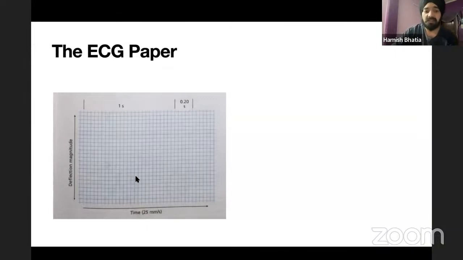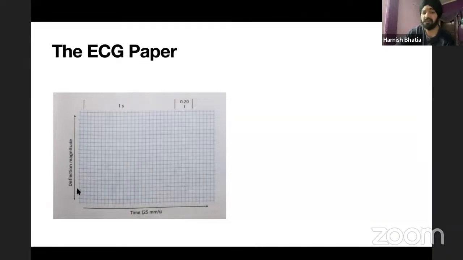Now, what's there to remember is that the horizontal axis, the x-axis, denotes time. The vertical axis, the y-axis, denotes magnitude. So whatever graphs we see here, this is going to be the time and this is going to be the deflection magnitude, whatever the amount of deflection is. The deflection magnitude is pretty simple. Every small square is 0.1 millivolt. The deflection magnitude is current, and current is measured in volt and millivolt. So every small square is going to be 0.1 millivolt.